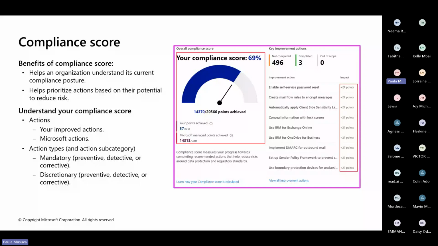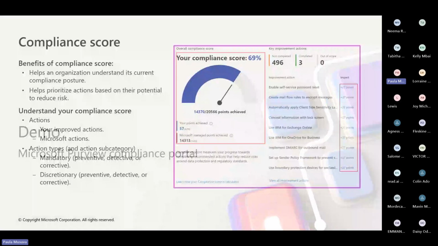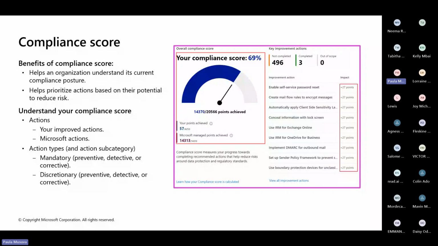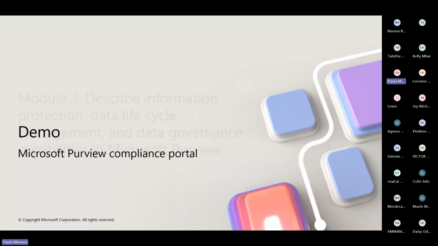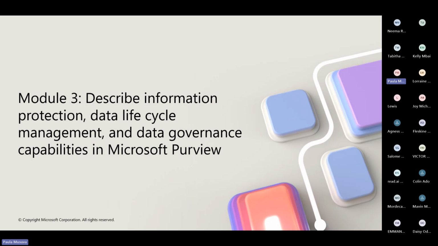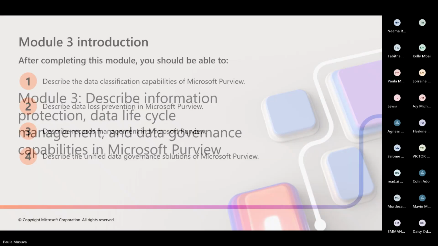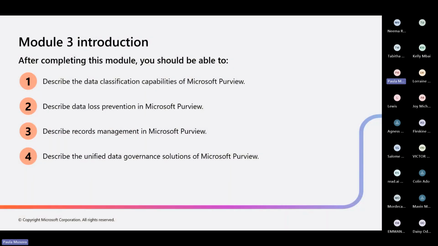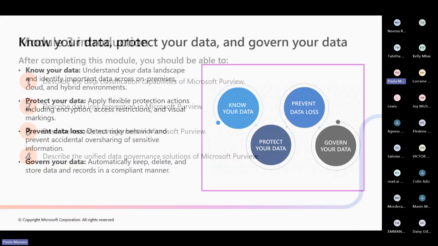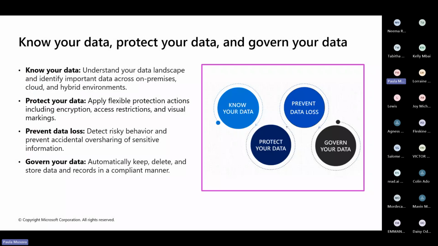I think also it's saying there are some which are mandatory and some which are discretionary, right? So you'll actually see those. And the mandatory ones are where you are required to do compliance by some form of legislation, okay? So this is now us looking at the data classification, data loss prevention, records management, and governance. And we'll try and unify those into the two solutions that we've talked about.